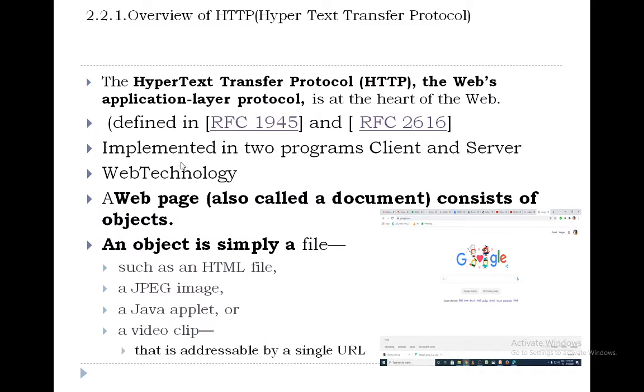HTTP is implemented in two programs: one is the client, another one is the server. Mainly it is used for web pages. This web technology consists of web pages. You can see a small web page I have pasted. It consists of objects. These objects can be any document, mainly an HTML file, image files, Java applets, and video clips.